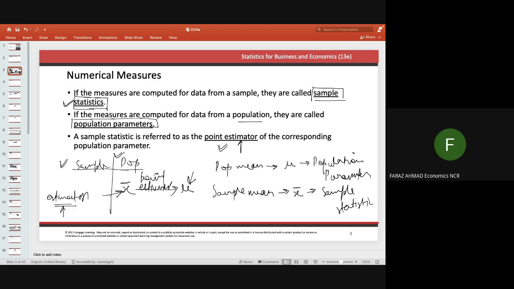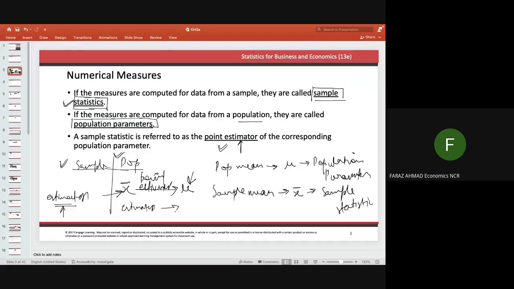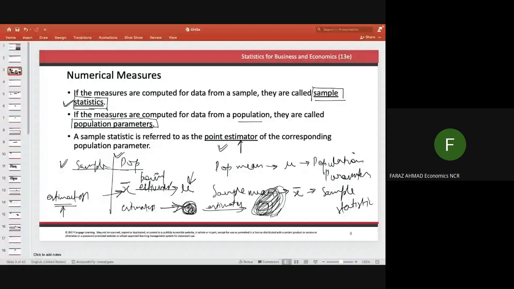All right, so you are right that an estimator is something that estimates another thing. So this is a population and this is a sample, and we are trying to estimate something about population using some other thing, and we call that thing an estimator. So sample mean is the estimator of population mean. That means sample mean contains information which can take us to population mean.